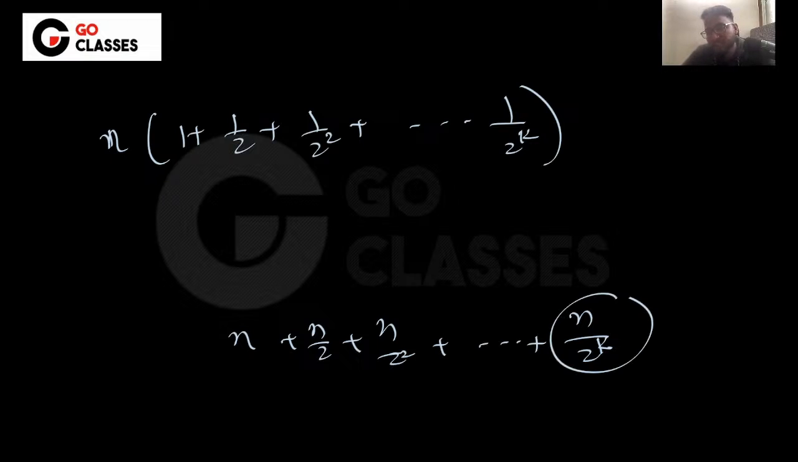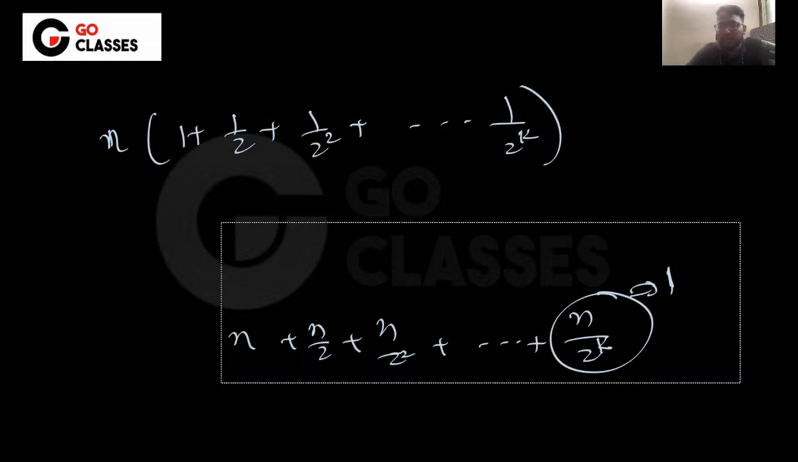And here I know that n upon 2 power k is finally 1. I'm stopping at n upon 2 power k, which means this thing is finally 1. That's what I already know. So I know that n upon 2 power k is 1, which means 2 power k is n.